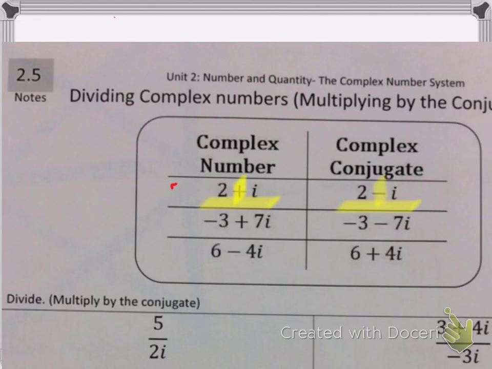See how it was plus i? Now it's minus i. So we change the sign on the imaginary part, leave the real part the same. So for negative 3 plus 7i, the negative 3 on the real part stays the same, and the plus 7i becomes minus 7i. The conjugate of 6 minus 4i becomes 6 plus 4i. Again, the real stays the same sign, the imaginary changes.